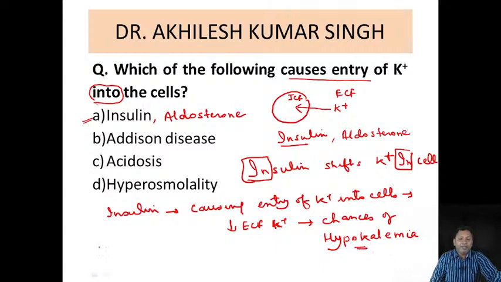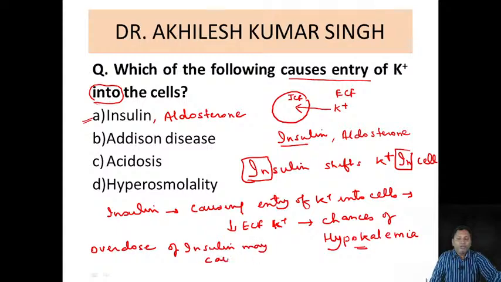Remember that we have to take great precaution when we give insulin to the patient. An overdose of insulin may cause hypoglycemia, so the blood glucose level will fall, and it may also lead to hypokalemia. So whenever we give insulin to any patient, we need to monitor the blood glucose level as well as the potassium level.